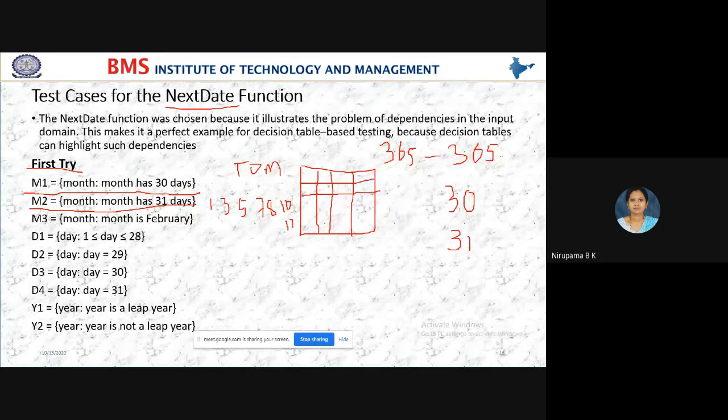These are the months that have 31 days. Is it right? Respond. And in how many months we have 30 days?